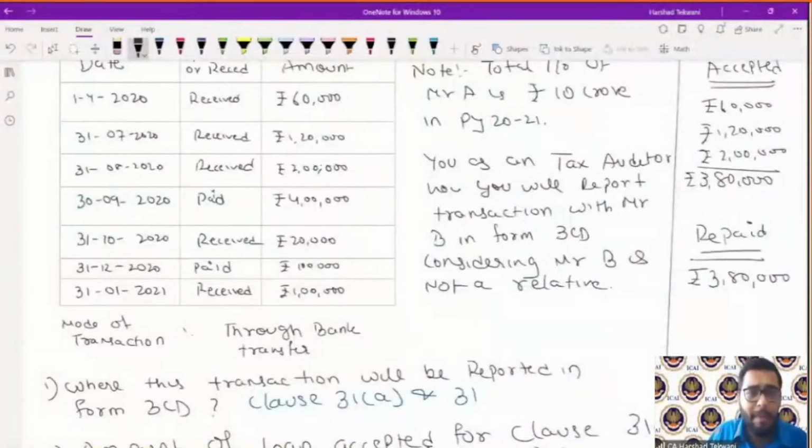Remember that. The reason is that out of this 4 lakh, 20,000 is an amount for which I never took a loan. This amount I never took as a loan.